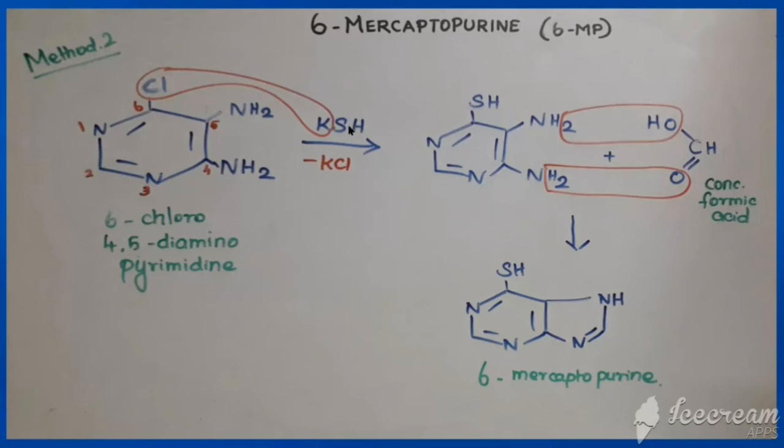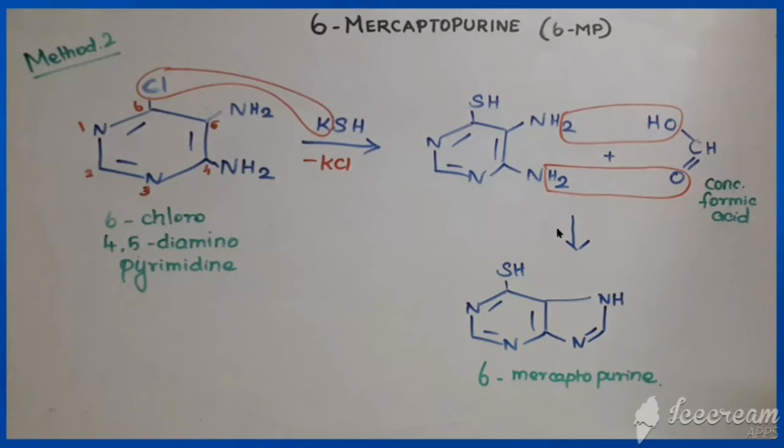By the addition of that, what happens? K combines with Cl and is removed as KCl, and SH occupies the place of chlorine. Now with that we add concentrated formic acid. What is formic acid? HCOOH. By the addition of concentrated formic acid, what happens? Here the H combines with OH and is removed as water, and these two hydrogens combine with oxygen and are removed as water. So there is elimination of two molecules of water here.